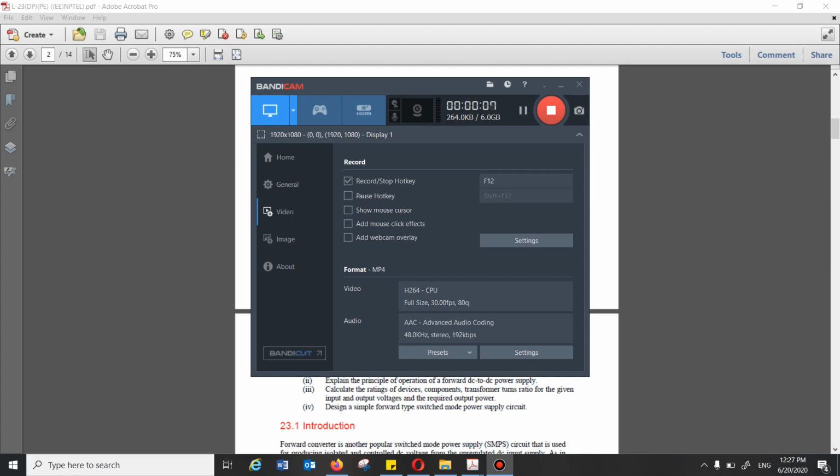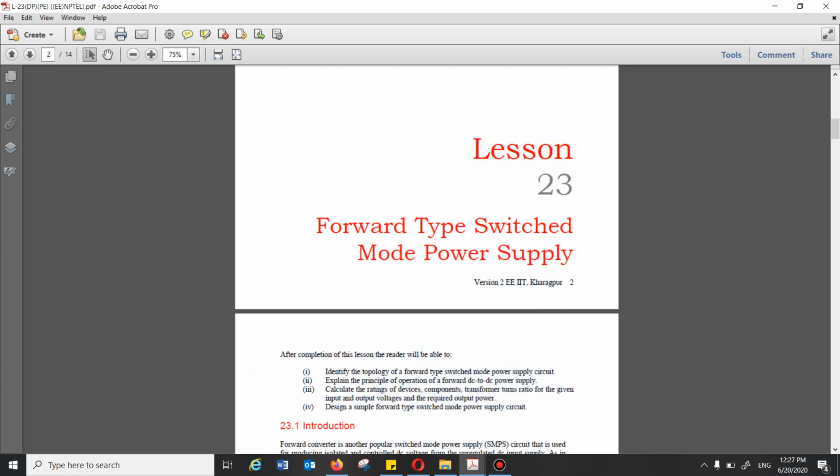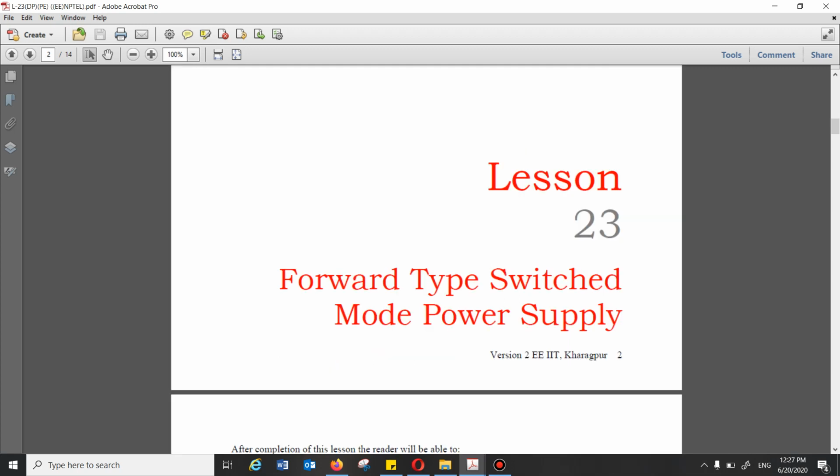Bismillahirrahmanirrahim. Today we are going to discuss the forward type switch for power supply. In other words, it is the forward converter, a forward DC to DC converter. We will take help from someone else's notes, which are much easier to follow.